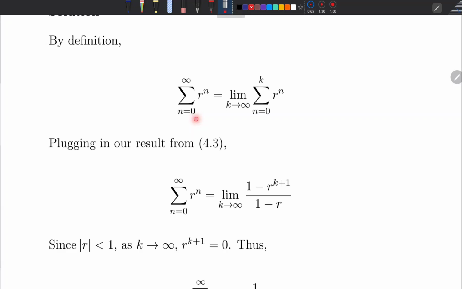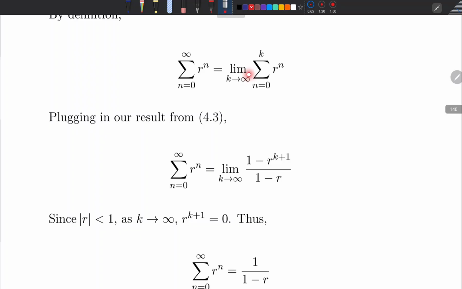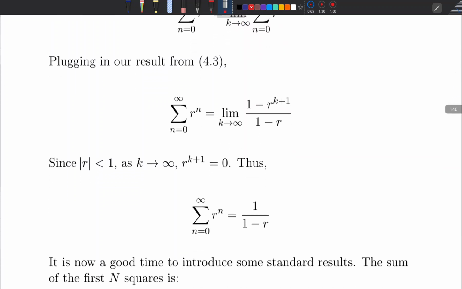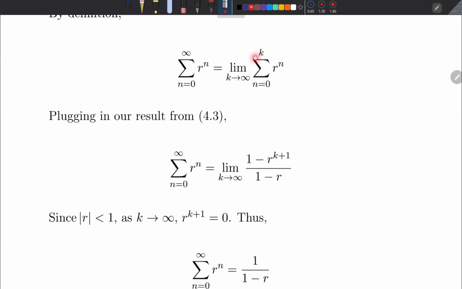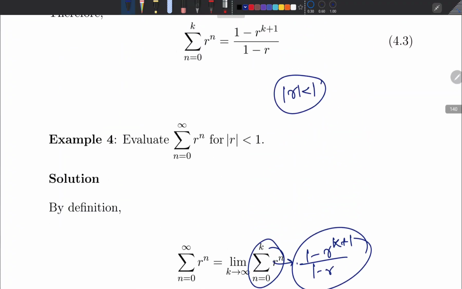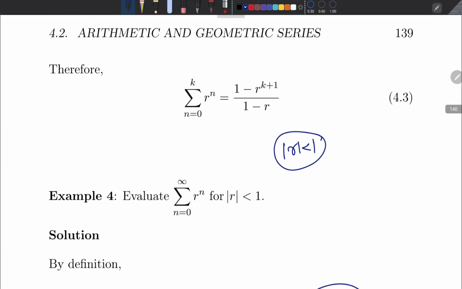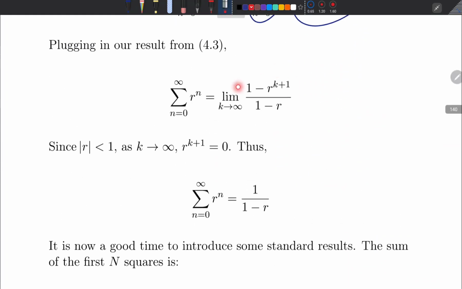So we have this sum as n goes from 0 to infinity of r to the n, and that can be written as the limit as k tends to infinity of the sum as n goes from 0 to k of r to the n, because we can just replace that k with infinity. Now we have successfully derived this as 1 minus r to the k plus 1 over 1 minus r, in the previous proof. Yeah, here it is, it's written over here as well.